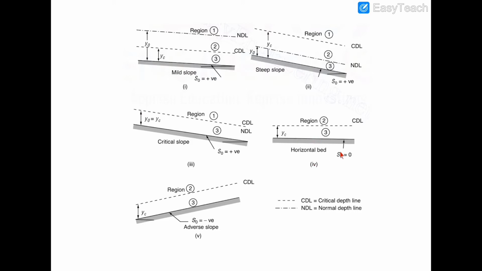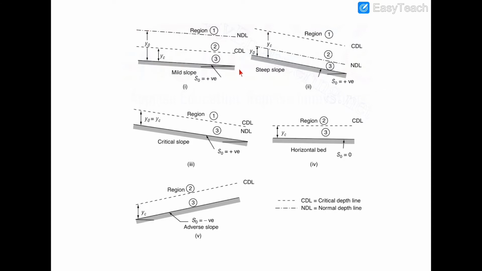For horizontal slope, y naught does not exist. That's why here NDL is absent. Only CDL we can draw for horizontal bed. In similar way, for adverse slope, NDL will be absent.